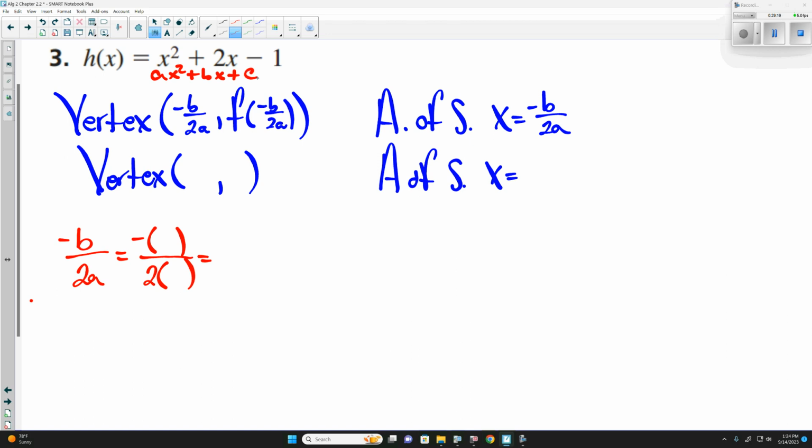So what's the value of b? It's just positive 2, because we don't have parentheses, so we don't have to worry about changing signs. What's the value of a? It's 1. Since a number is not written in front of x squared, it's understood to be 1.